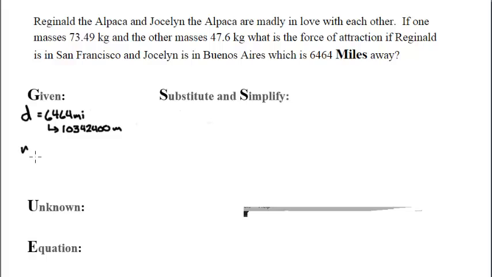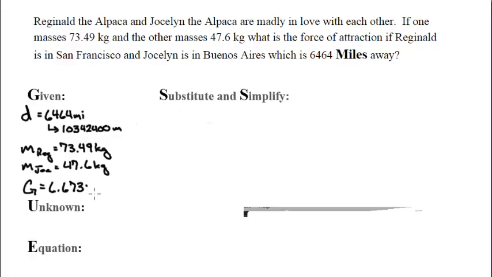Okay, I know the mass of Reginald is 73.49 kilograms. I know the mass of Jocelyn is 47.6 kilograms. To be honest, if I goof these and switch them, it really doesn't matter. And then I know G is 6.673 times 10 to the negative 11.